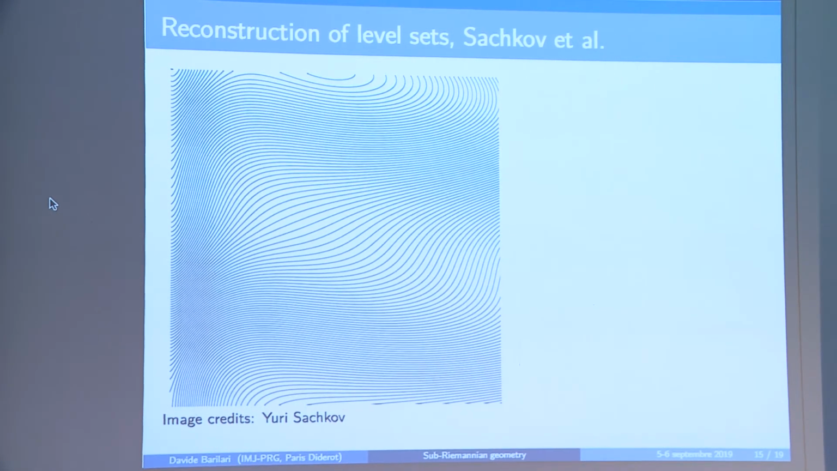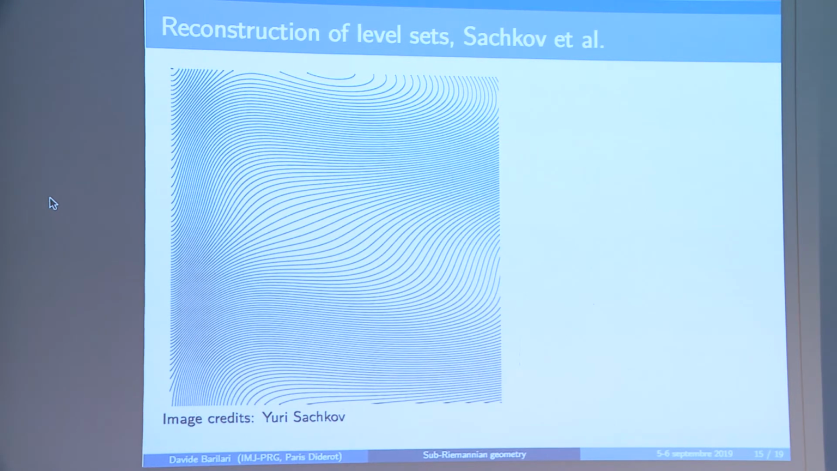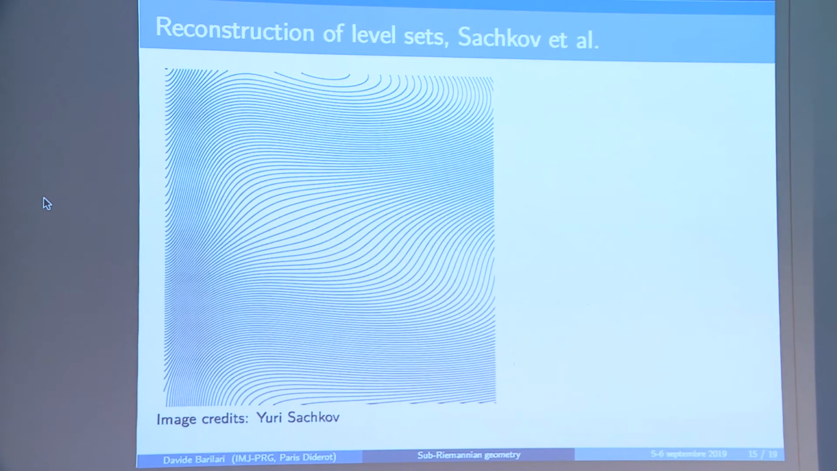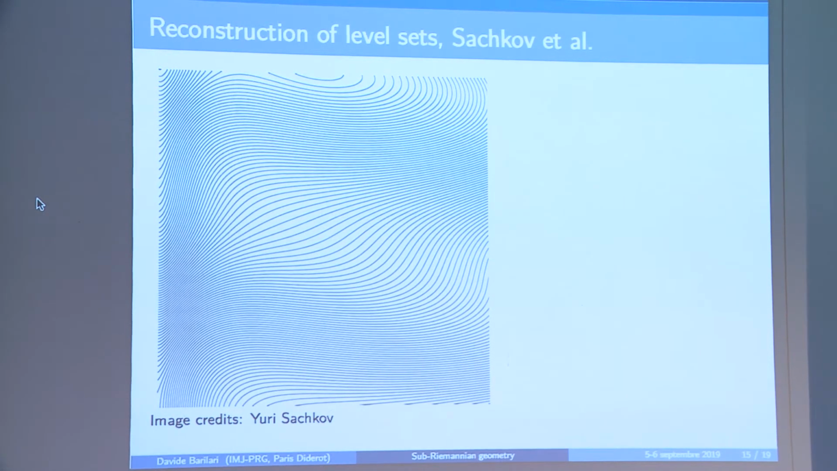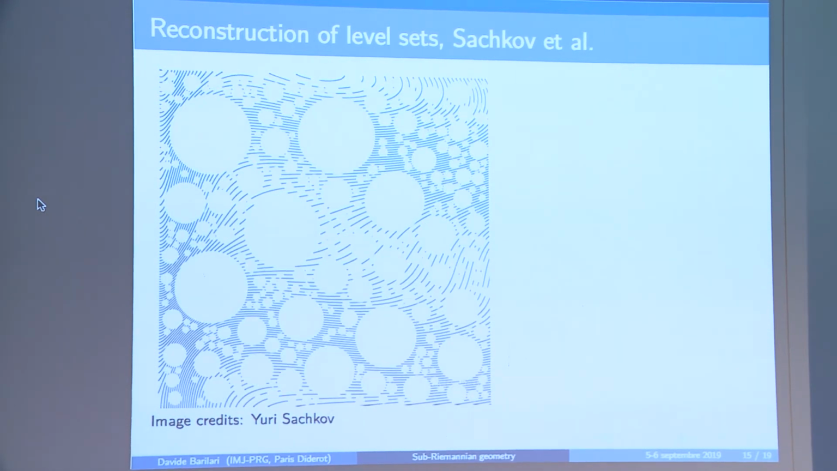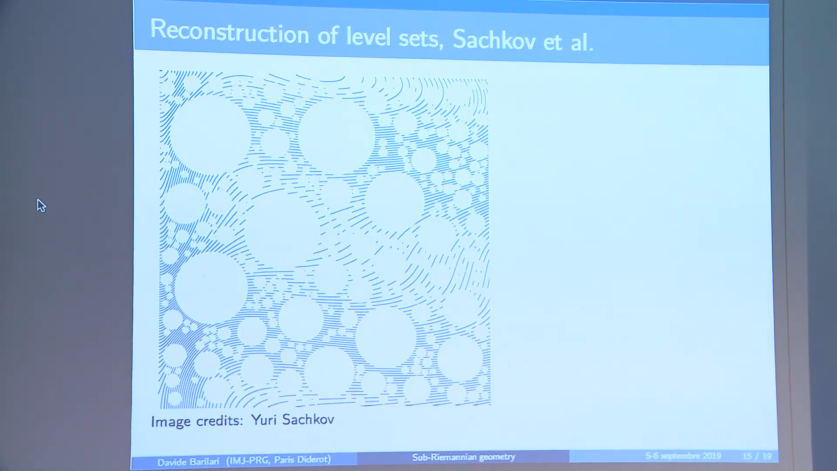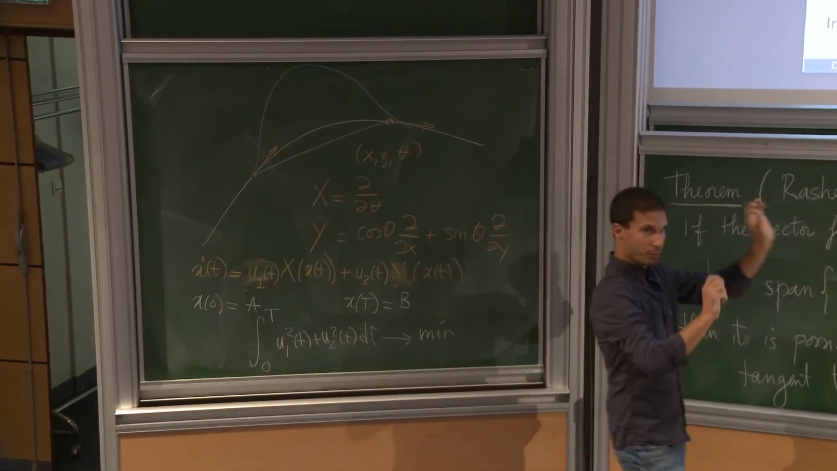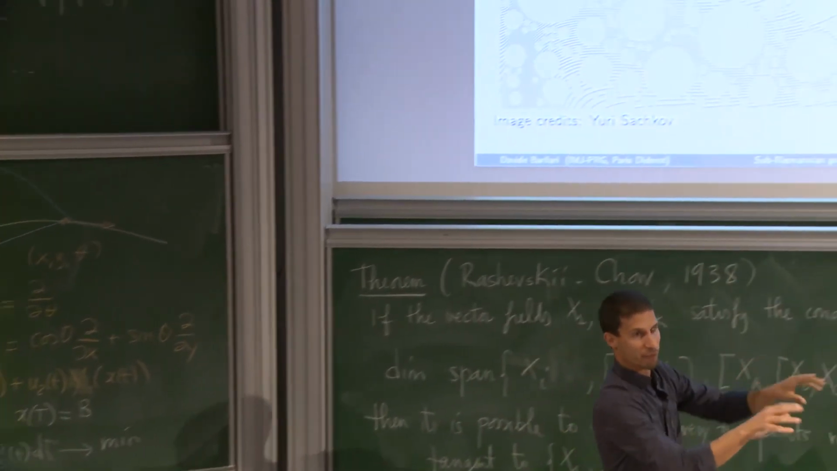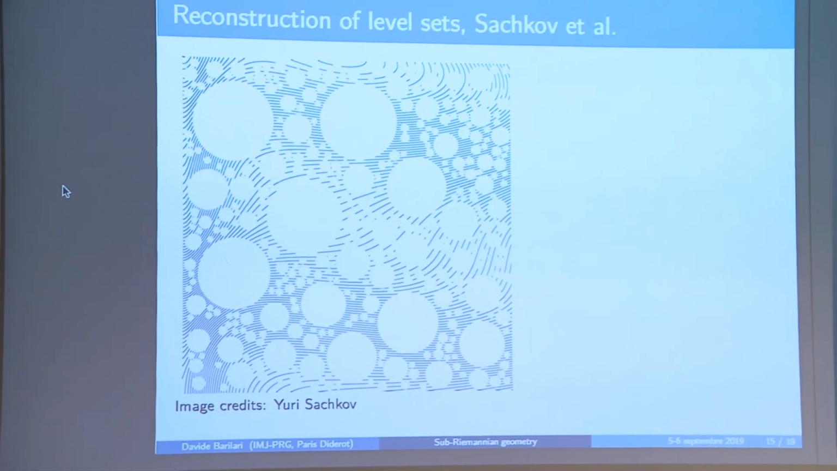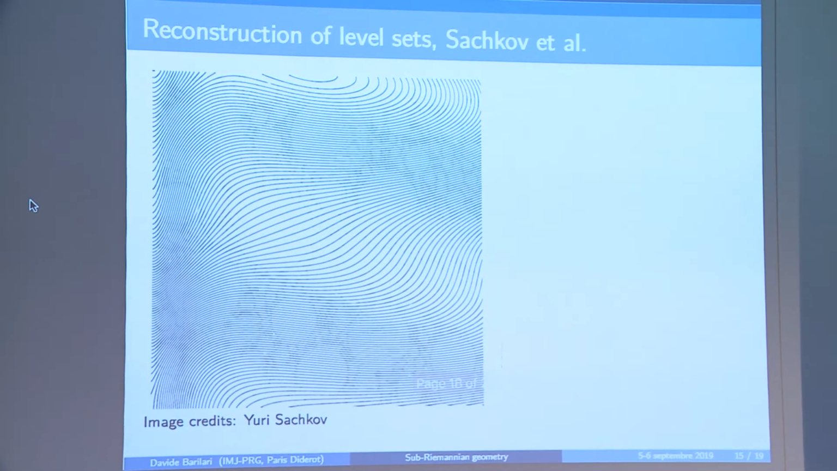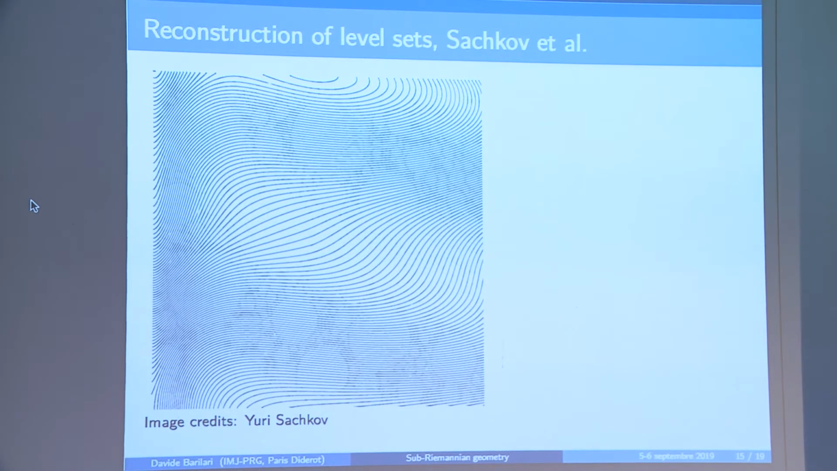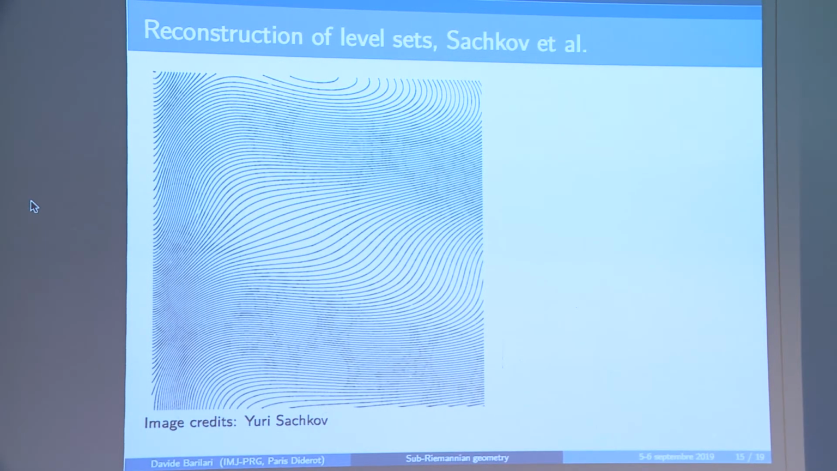This was a first attempt by Yuri Sachkov, who works in Pereslavl in Russia, using this Sub-Riemannian algorithm to reconstruct this image once damaged. The idea is that here you must tell the computer what is the point you want to connect to, so which point you want to connect. So you have to give a lot of information, but the result is quite good. It's difficult to recognize, but you can see that the holes are now recognizable, and it works quite well.